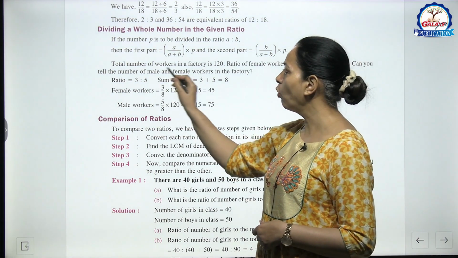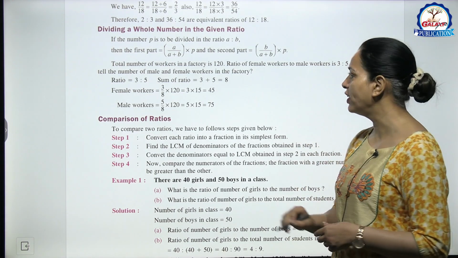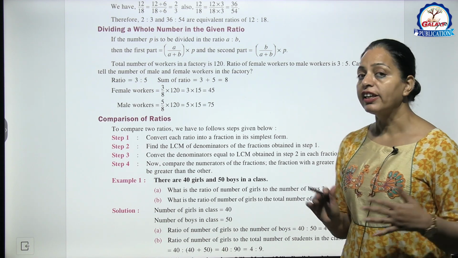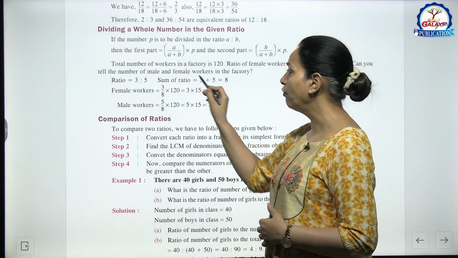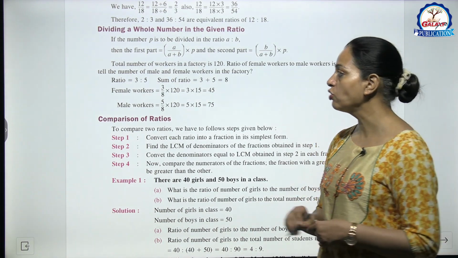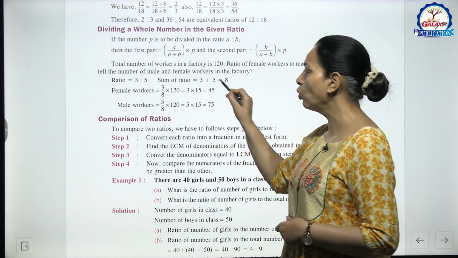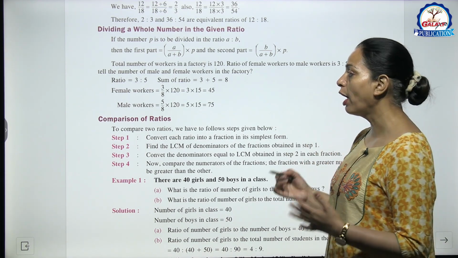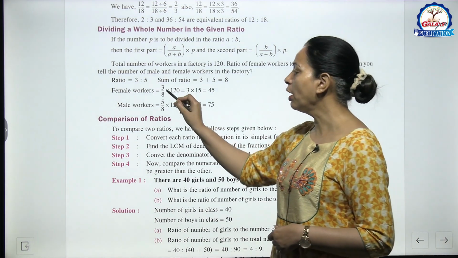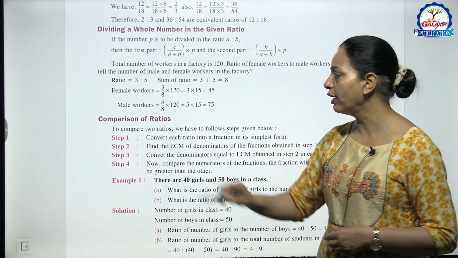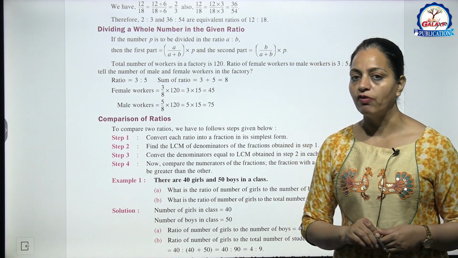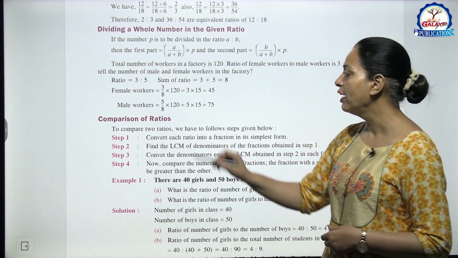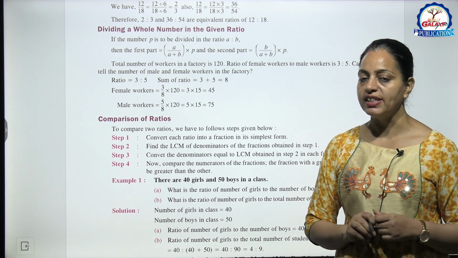See, the total number of workers in a factory is 120. The ratio of female workers to male workers is 3:5. Can you tell the number of male and female workers in the factory? So the ratio is 3:5. Sum of the ratio, 3 plus 5, is 8. Total is 120. So the number of female workers is 3 upon 8 into 120, which cancels to give 45. The number of male workers is 5 upon 8 into 120, which cancels to give 75.